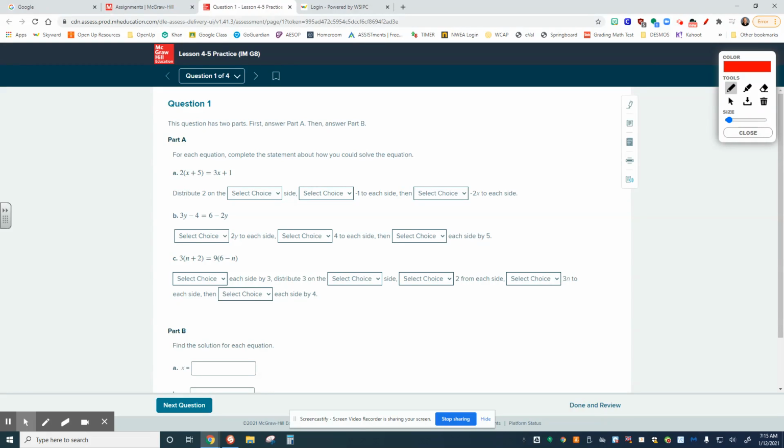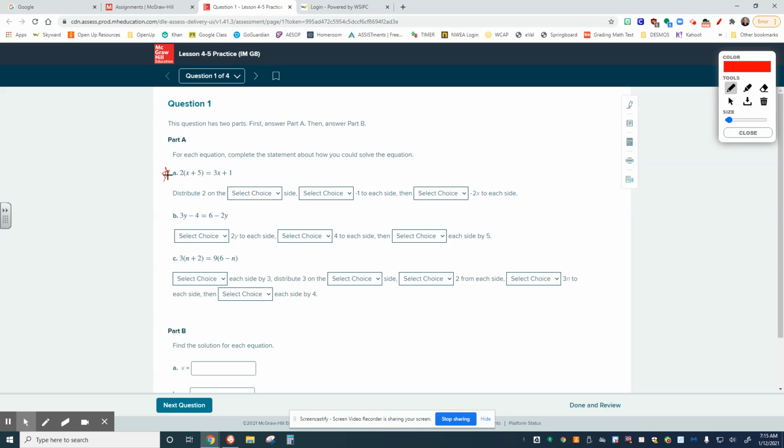Here's a little bit of help for you for Unit 4, Lesson 5 homework. Our job here is we have two different parts for this assignment. First thing we're supposed to do is complete the statement about how you would actually solve the problem. So we need to talk about the steps that are given. We'll start right here with item A.